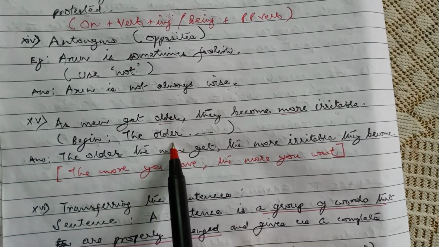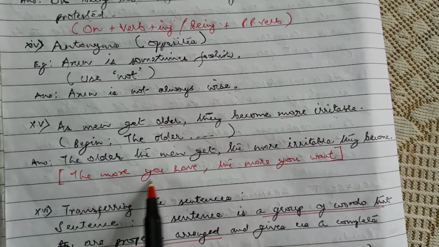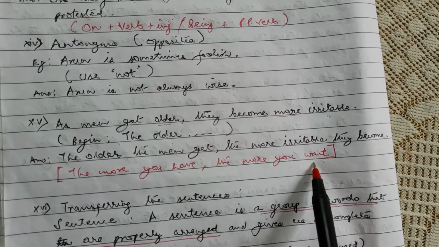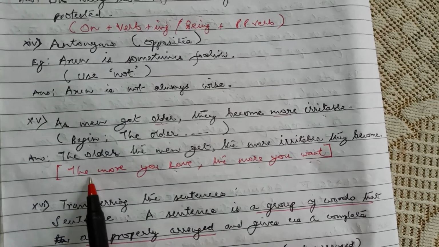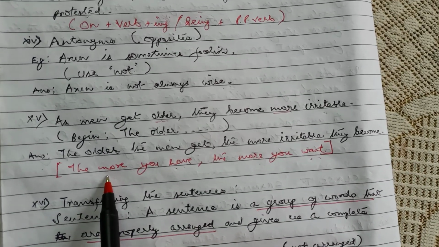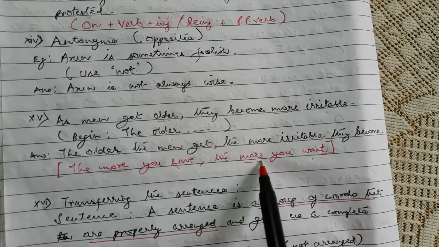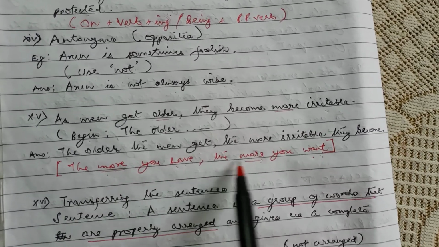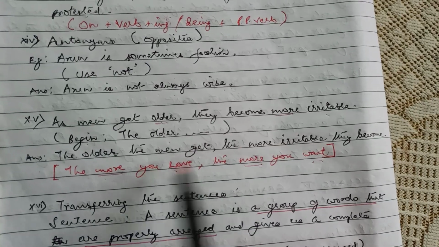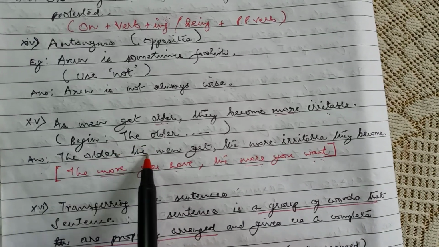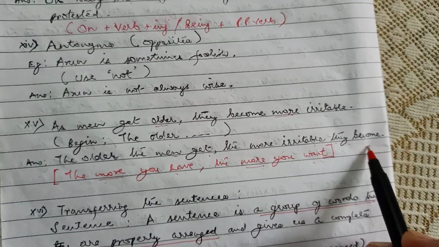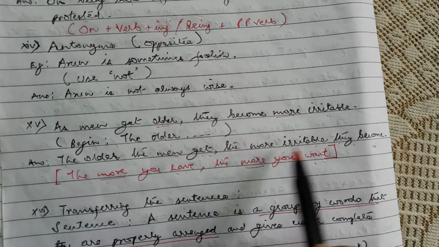Now to answer this question, you have to remember this proverb: The more you have, the more you want. Double use of comparative: more, more. If you remember this proverb, you'll get the answer. So see, the older the men get, the more irritable they become. The older the men get, the more irritable they become.